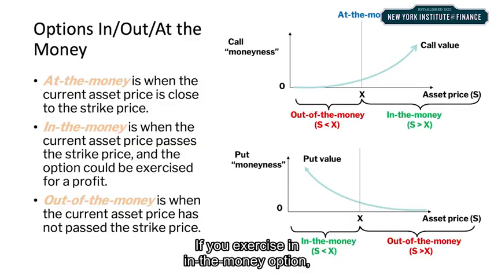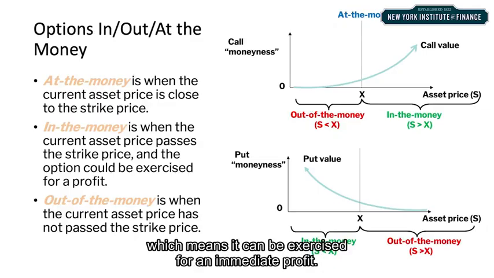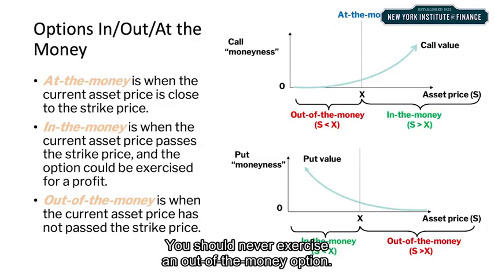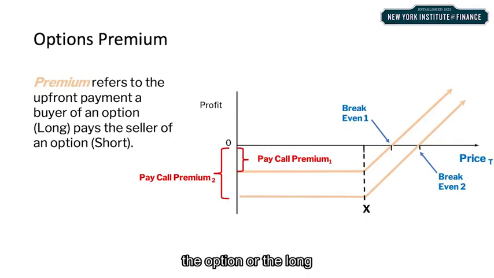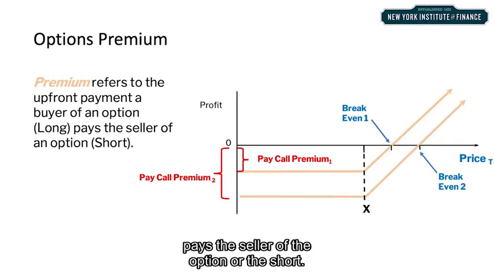If you exercise an in the money option, it will have intrinsic value, which means it can be exercised for an immediate profit. You should never exercise an out of the money option. Option premium refers to the upfront payment the buyer of the option, or the long, pays the seller of the option, or the short. The graph shows how the option premium affects the break-even price for a call option. In this case, the larger the call premium, the higher the break-even price for the call.